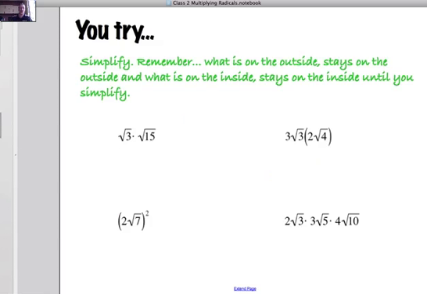Alright, here's your U try. Good luck, and we'll see you in class tomorrow. Remember, what's on the inside stays on the inside, and then simplify. What's on the outside gets multiplied with each other and stays outside.